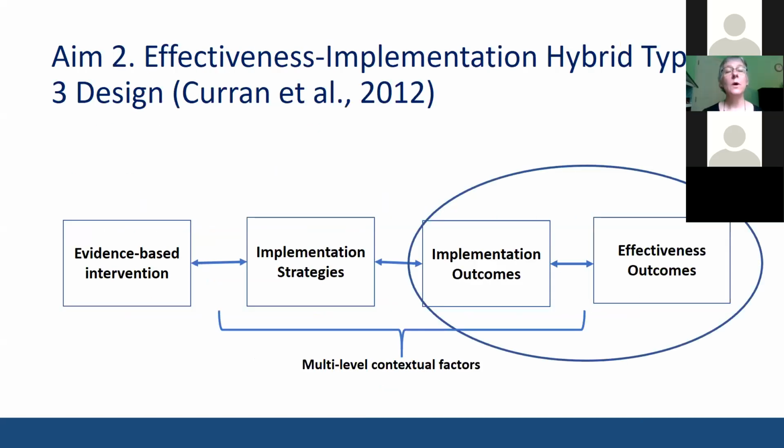So aim 2 was to test the impact of these strategies, and we tested impact on both implementation and effectiveness outcomes. And this type of study is called an effectiveness implementation hybrid trial design. In this case, it's called a type 3 hybrid trial because the primary focus is on the implementation outcomes, and we are confirming our ability to achieve the same effectiveness outcomes or similar to what has been achieved in prior studies.